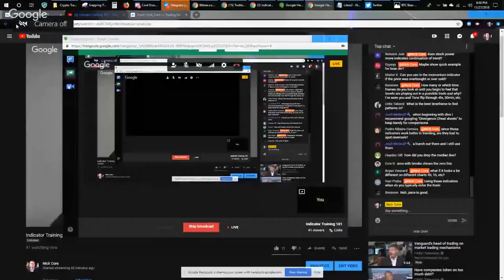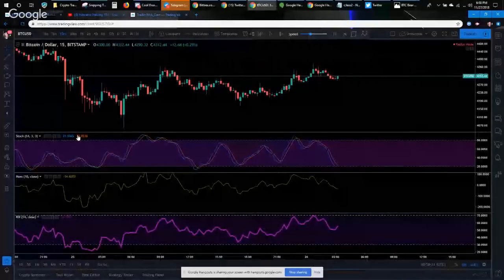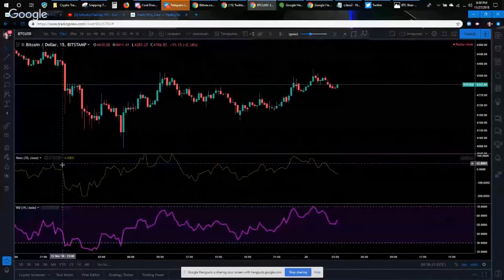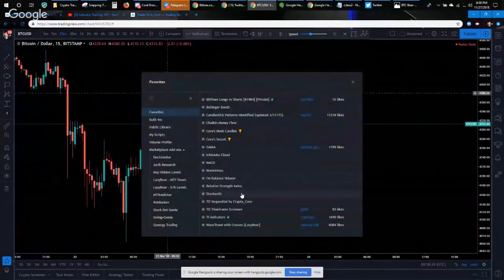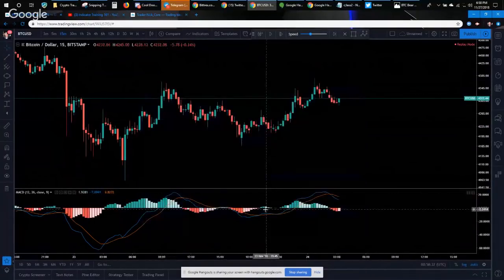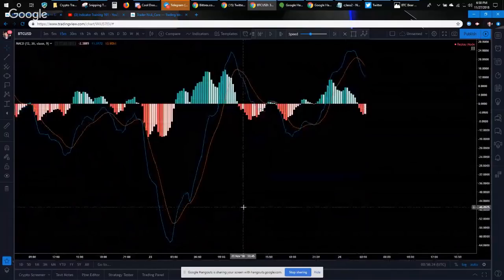All right, let's switch over to the MACD. Let's take off these indicators and look at the MACD, the powerful MACD. There we are. So the MACD, as I mentioned, is short for the moving average convergence divergence. That is a mouthful. Just call it the MACD.